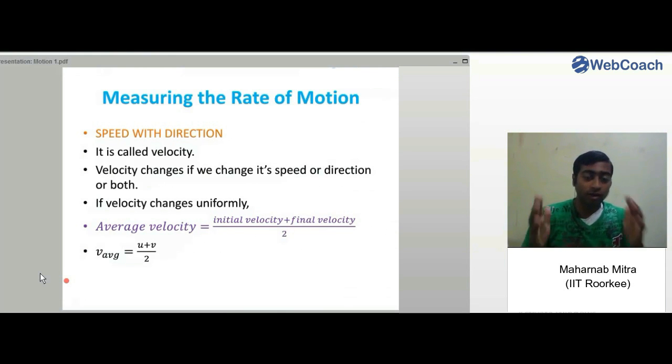And using symbols, we can represent this formula as V average equals (U plus V) by 2, where U is initial velocity and V is final velocity.